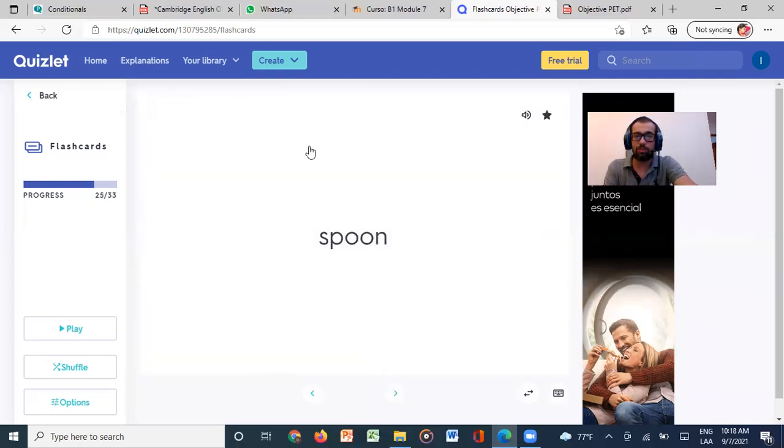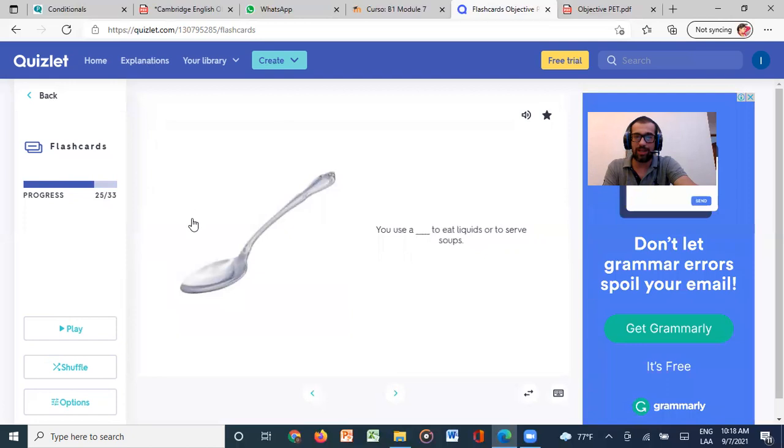Let's go with 25. Spoon. Very easy. What is a spoon? This is a spoon, right? You use a spoon to eat liquids or to serve soups, right? That's an example. Let's go with 26.